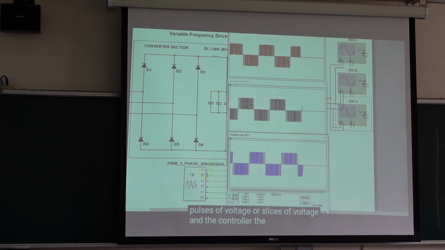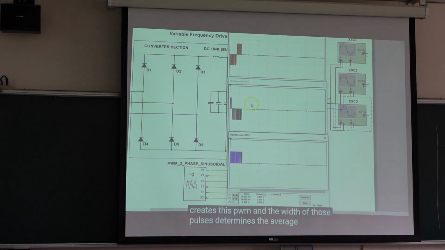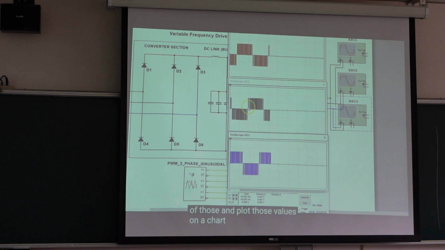And the controller, the sinusoidal controller, creates this PWM. So the pulse width modulation of those pulses determines the average voltage that's applied to the motor stator leads. If you were to measure each one of those and plot those values on a chart or on some graph paper, they would end up looking similar to an AC waveform.